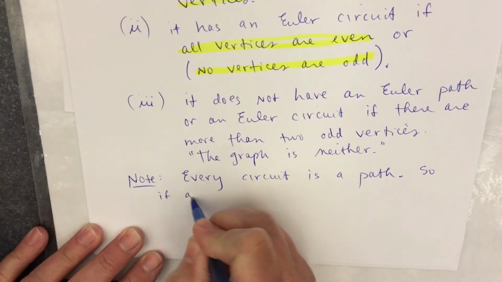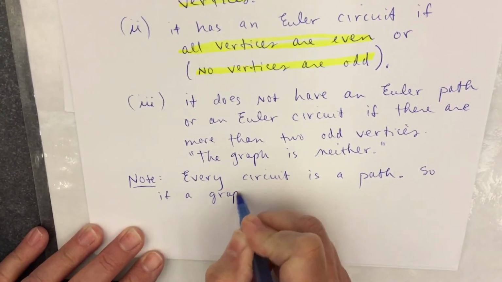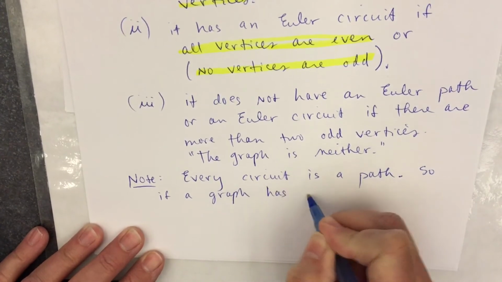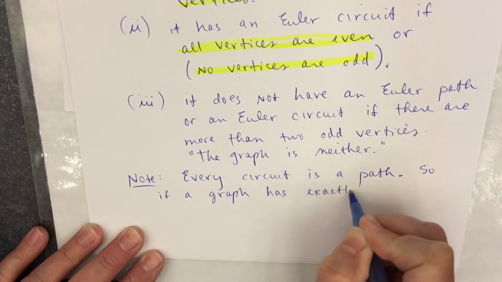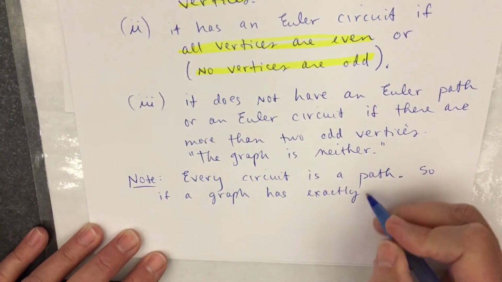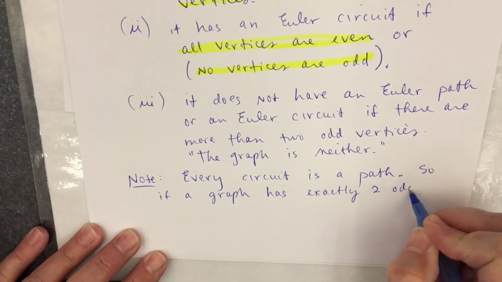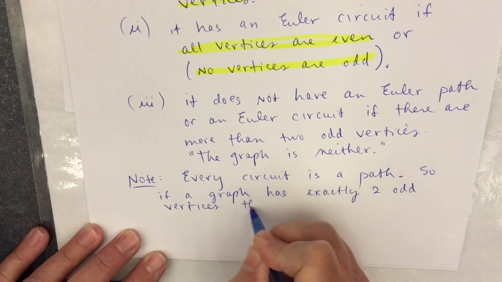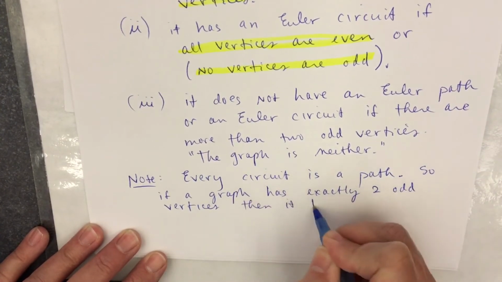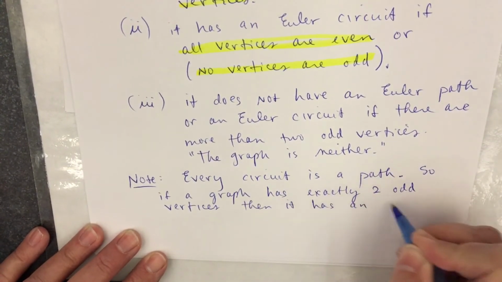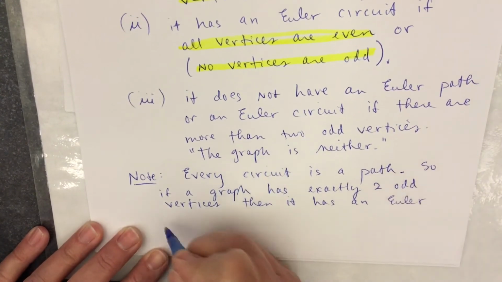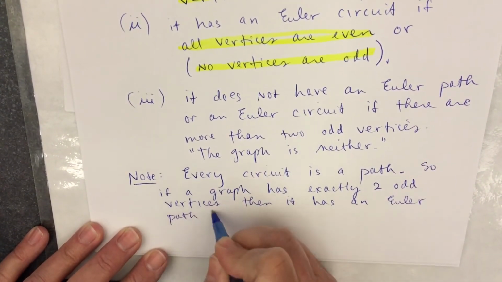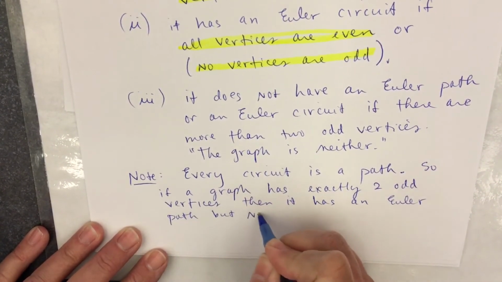So if a graph has exactly, I'm going to go with number 1 first, exactly 2 odd vertices, then it has an Euler path, but not an Euler circuit.